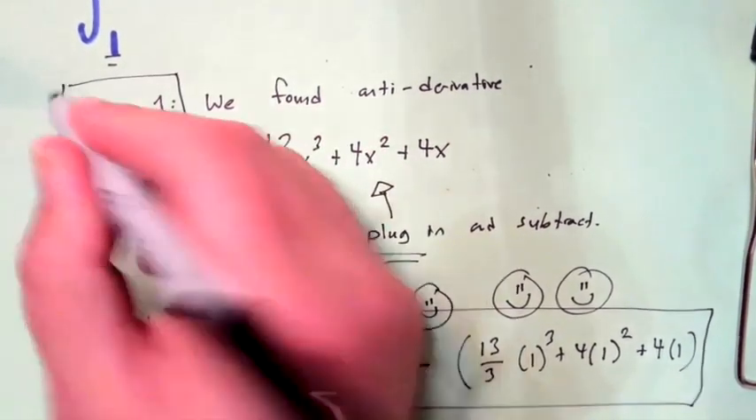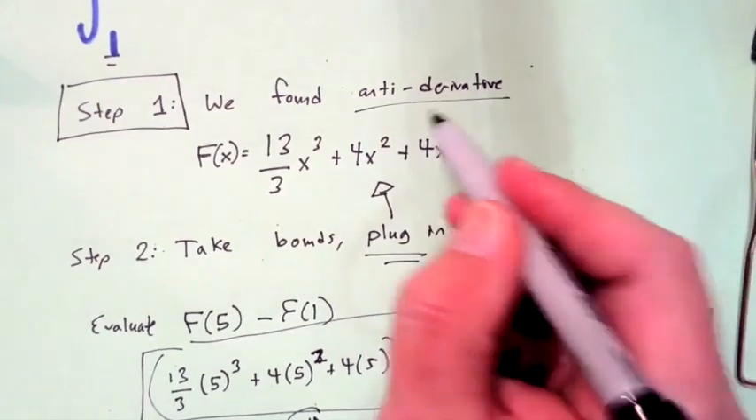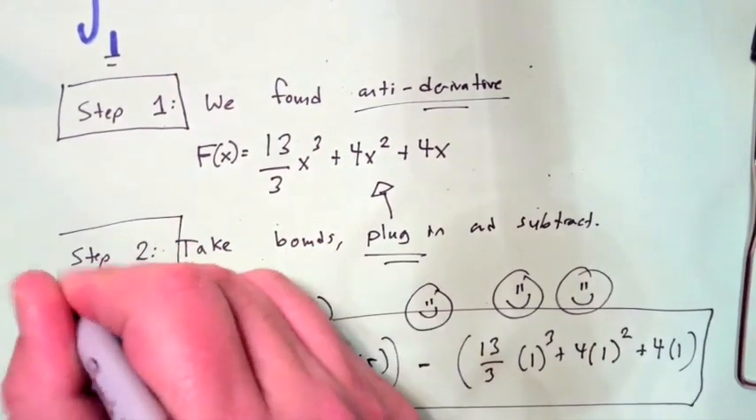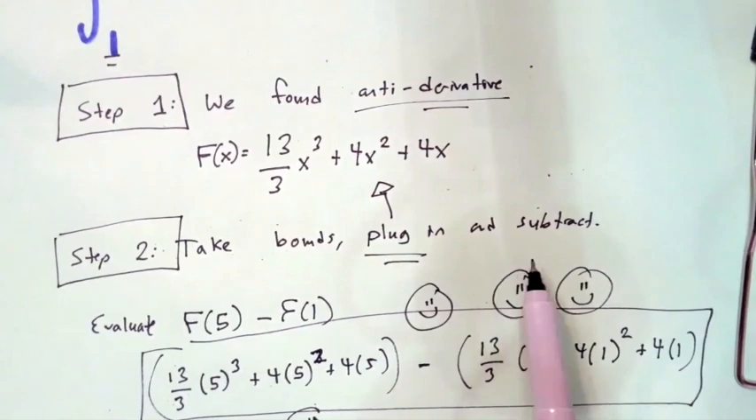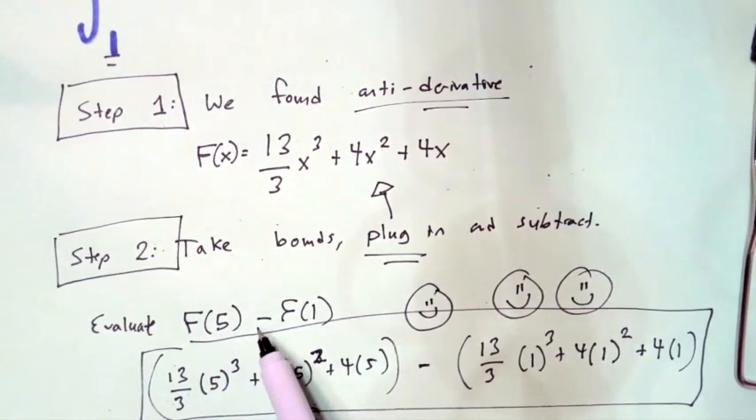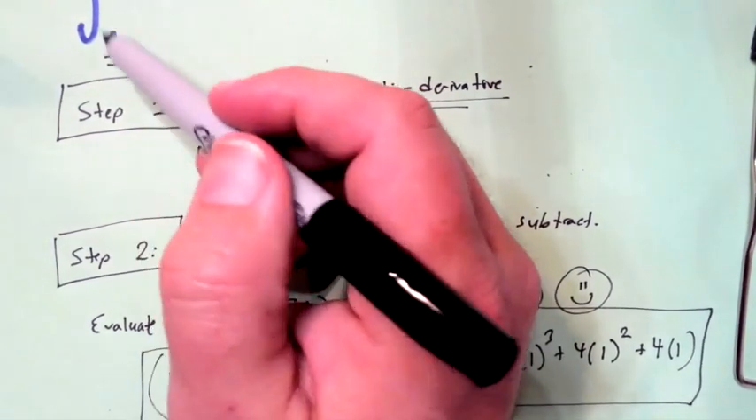So the two steps are: find the antiderivative, or an antiderivative, and secondly, take the bounds, plug in, and subtract, evaluating the difference of the antiderivative between the upper bound and the lower bound.